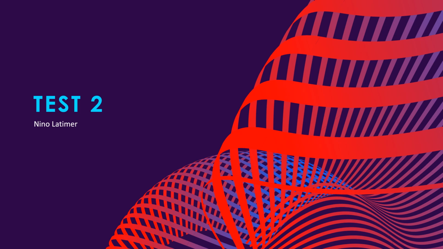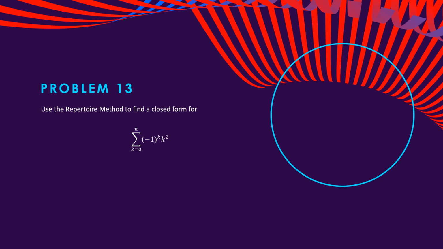My name is Nino, and this is my test 2. I chose problem 13, which is to use the repertoire method to find a closed form for the sum of -1 to the power of k times k squared from k equals 0 to n.